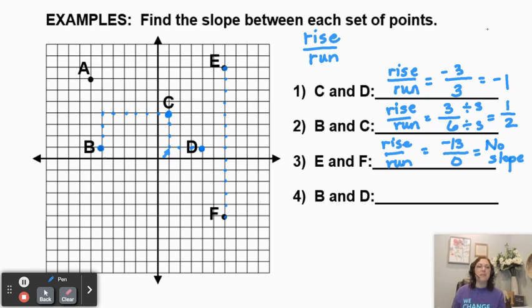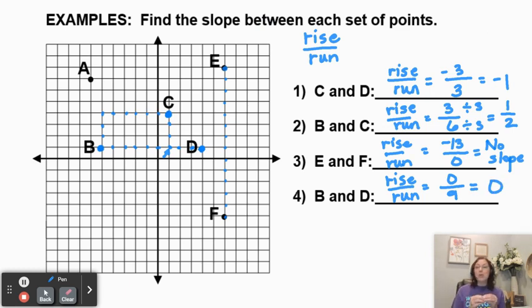All right, let's do B to D. Now, B to D, I notice that there is no rise. But just like before, I can't actually leave that blank. I have to put a 0 there. And then I'm going to count the run. 1, 2, 3, 4, 5, 6, 7, 8, 9 is my run. Now notice on this one, the zero's on the top. I can do 0 divided by 9 in my calculator, and I do get a 0 slope.